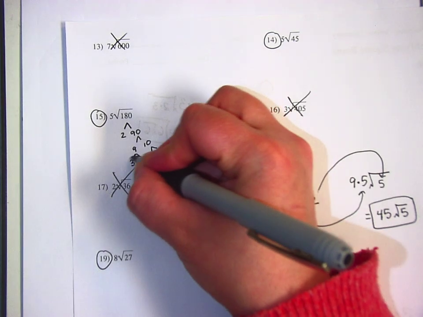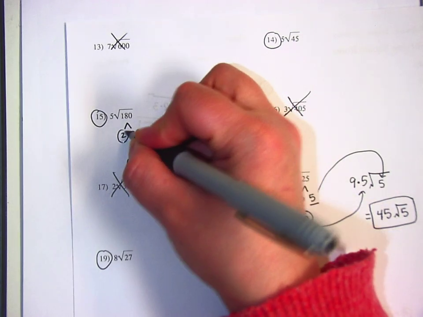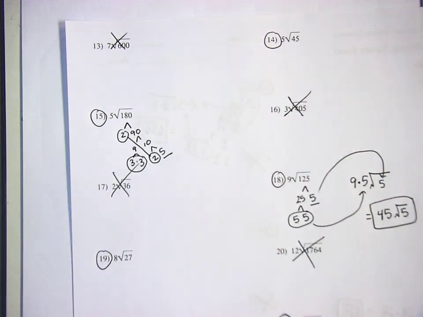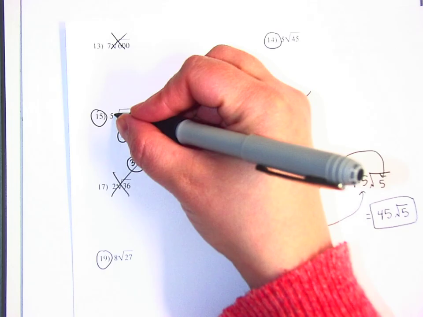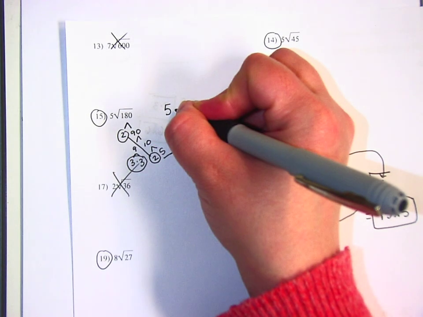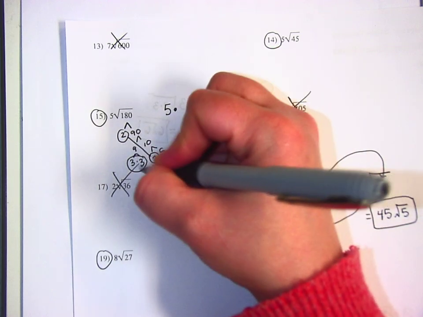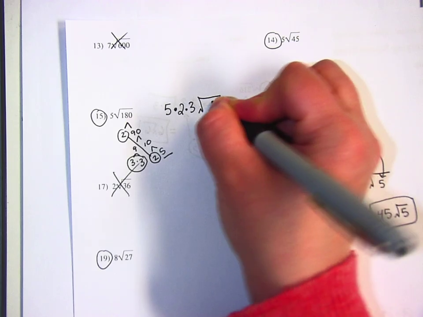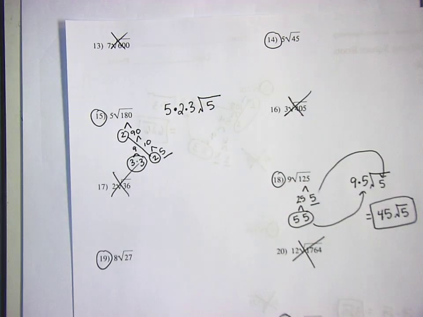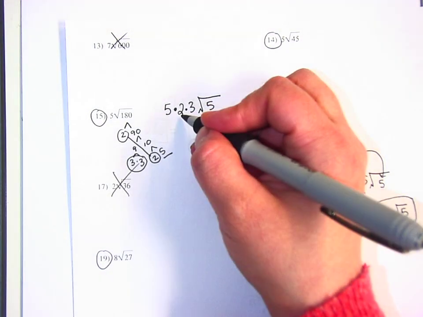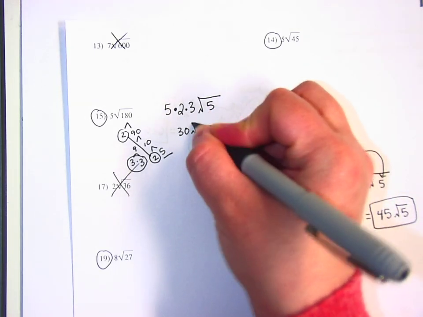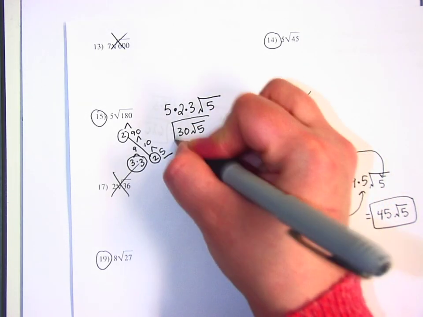All right, so it looks like I've got a pair of 3s, I've got a pair of 2s, and I've got a leftover 5. So the outside already had a 5 by it, 5 times, and then I'm going to take the pairs, that's 2 and 3, and my leftover goes inside the square root, which is 5. So that's 5 times 2, which is 10 times 3, which is 30. 30 times the square root of 5 is my answer.